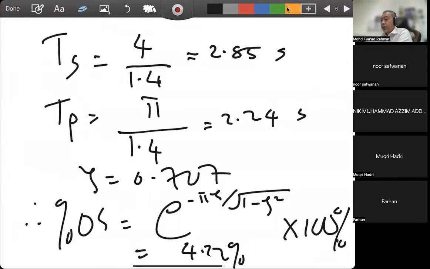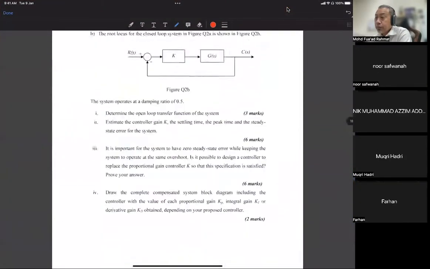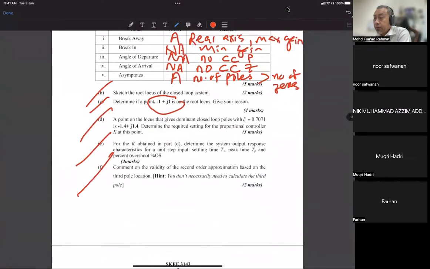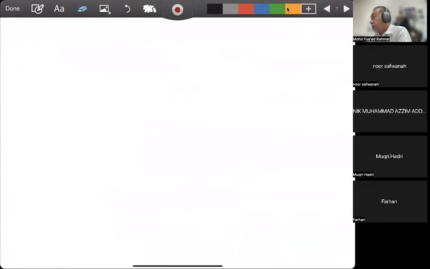And then finally the last part, which is F. Comment on the validity of the second order approximation on the third pole location. Valid or not valid? So just find the characteristic equation for the validity of the second order approximation. The gain K should be increased so that the ratio for the third pole determined is greater than 5.